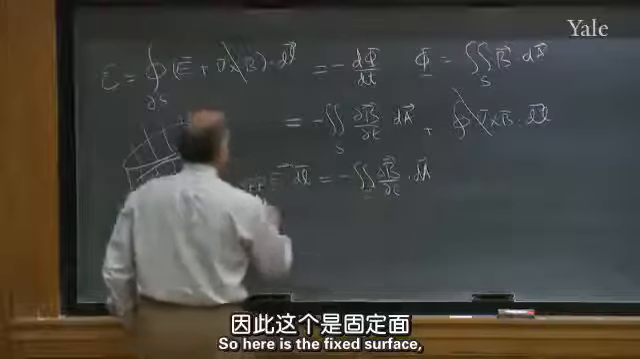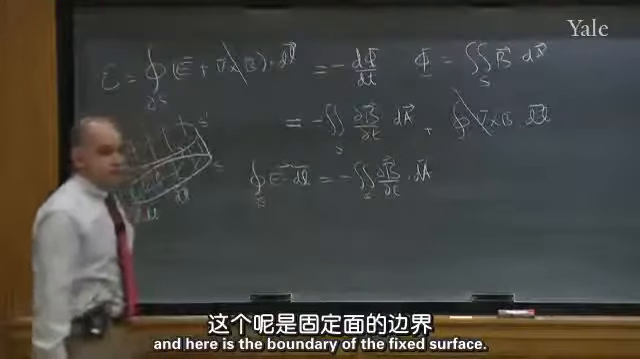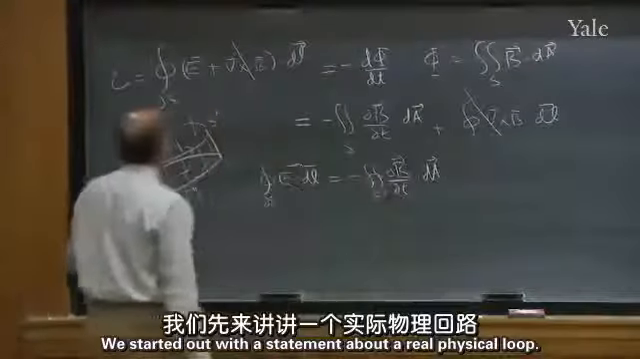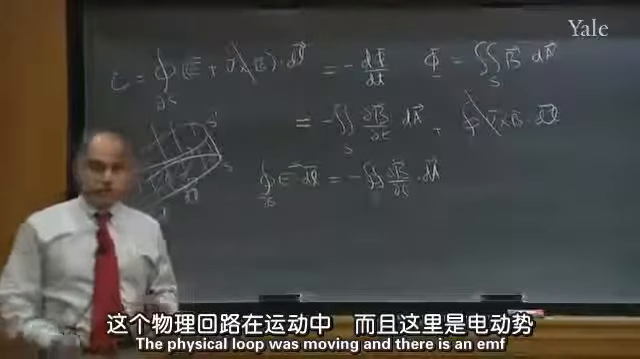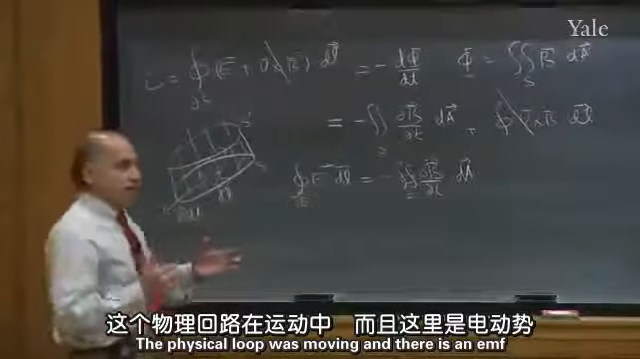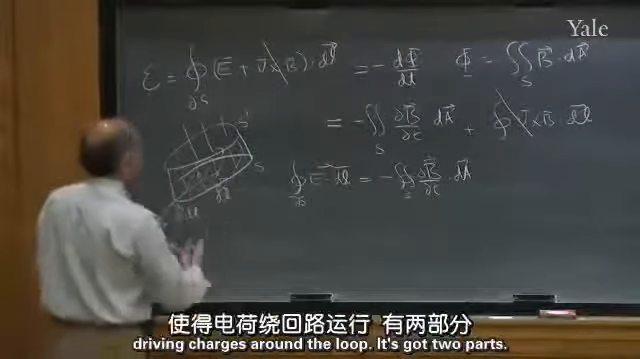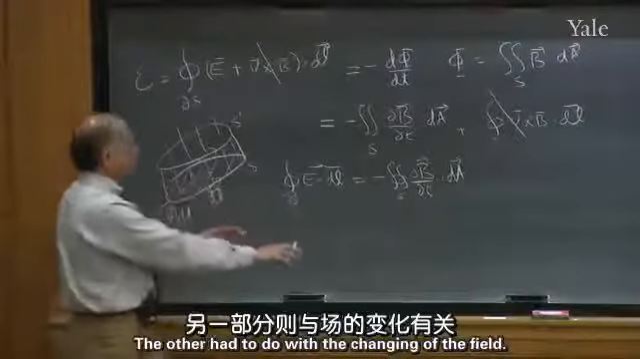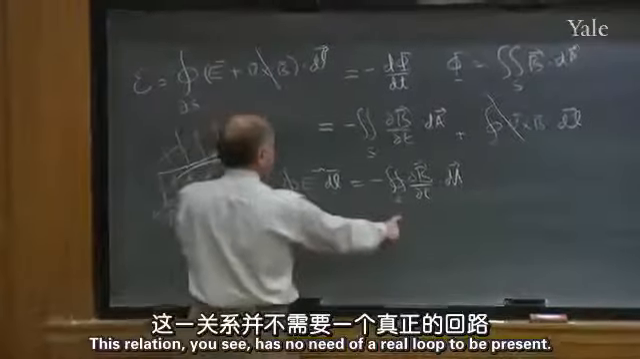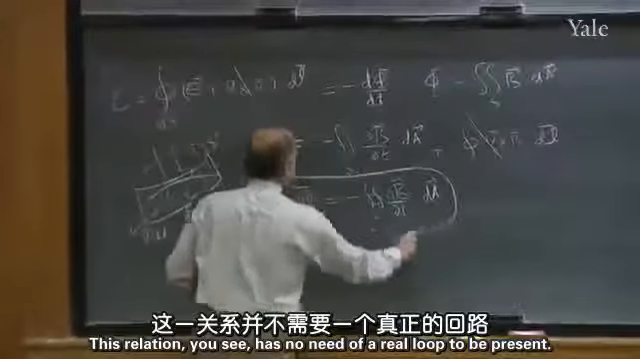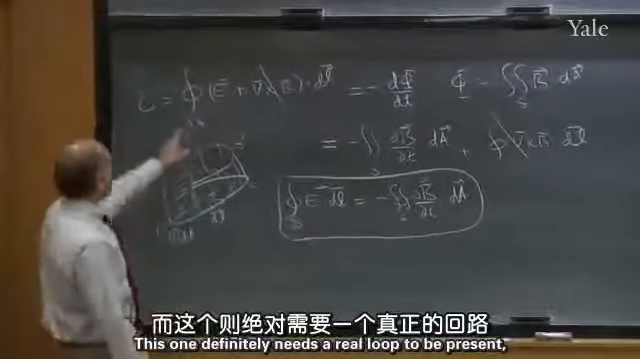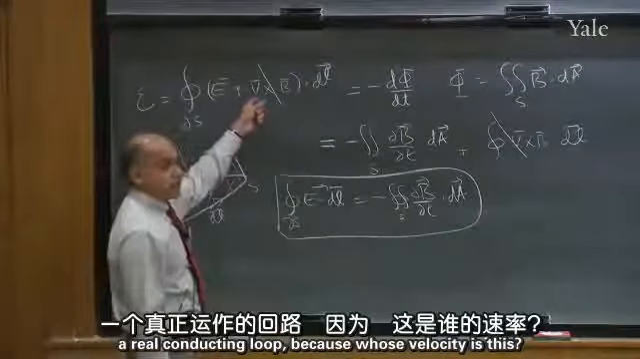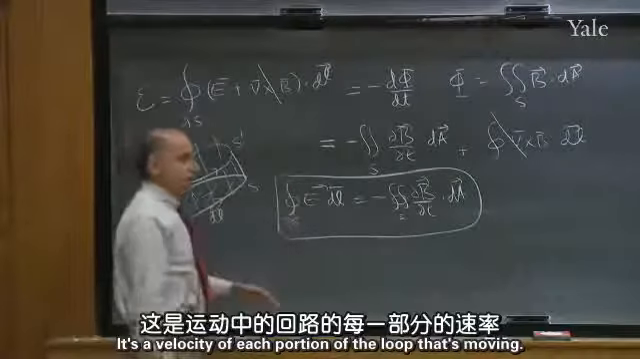So here is the fixed surface, and here is the boundary of the fixed surface. You have to understand the difference. We started out with a statement about a real physical loop. The physical loop is moving, and there is some EMF driving charges around the loop. It's got two parts. One had to do with the motion of the loop, other had to do with the changing of the field. This relation, you see, has no need of a real loop to be present. This one definitely needs a real conducting loop, because whose velocity is this? It's the velocity of each portion of the loop that's moving.